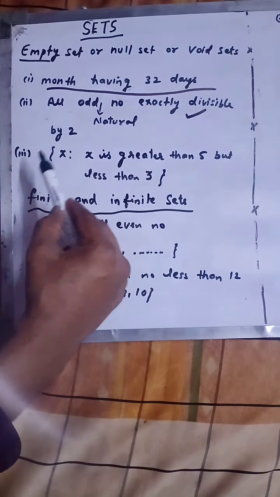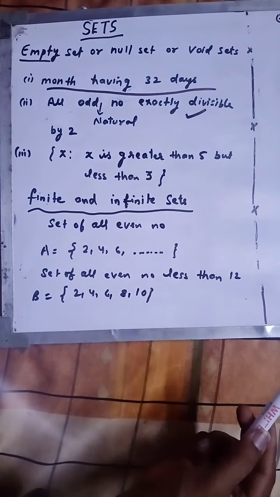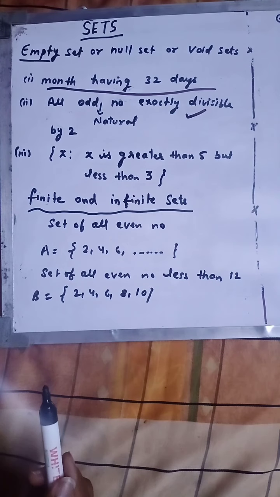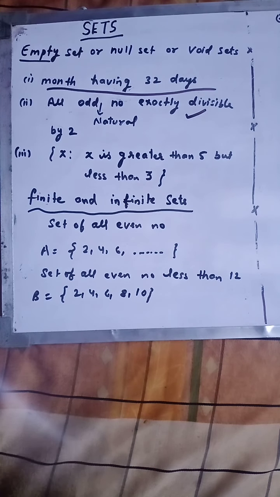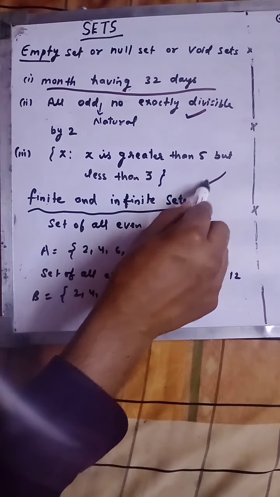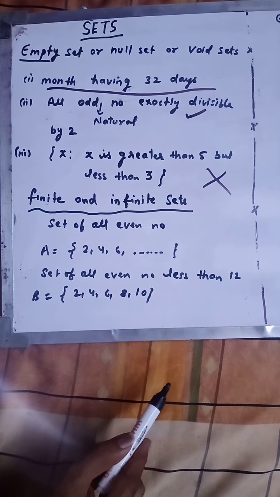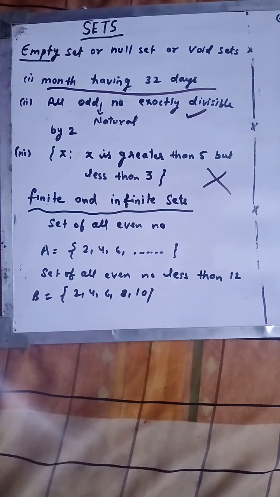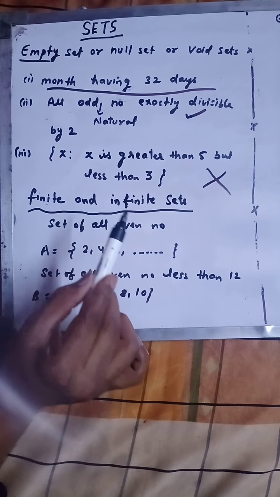The third part, we are taking an example here. X is greater than 5 but less than 3. Is it possible? The value of X is greater than 5, that means it may be 6, 7, 8, 9, 10. Or these values can be less than 3. No, it is not possible. So it is an example of an empty set. Got it? Okay.